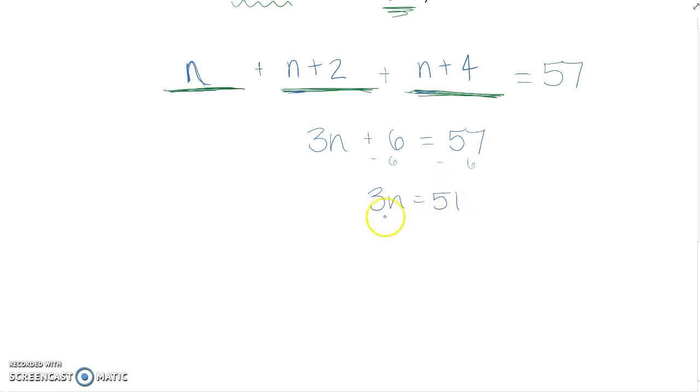And finally, I want to get n by itself, so I'm going to divide both sides by 3. So 51 divided by 3 is 17. So our first odd integer will be 17. So the 3 consecutive will be 17, 19, 21.